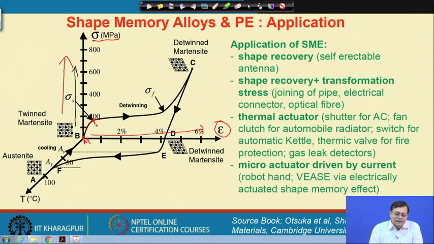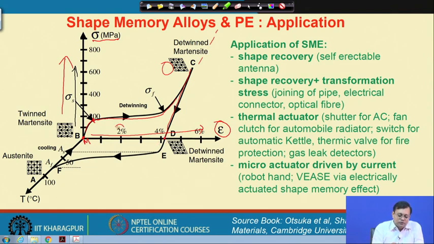In that case, some people call it a detwinning process, but it is basically the growth of one type of twin at the expense of other types of twins. Now, here it is almost completed. And now, if you keep on deforming more and more, then you will introduce dislocations, and that will not help at all in the shape memory effect. Now, if you unload it, then it will come back here.